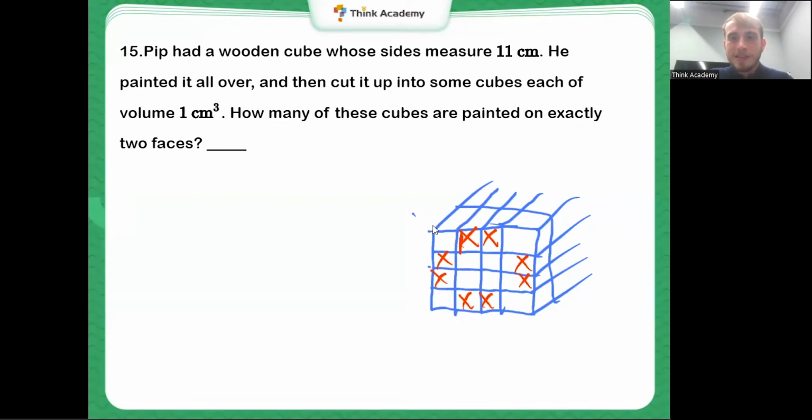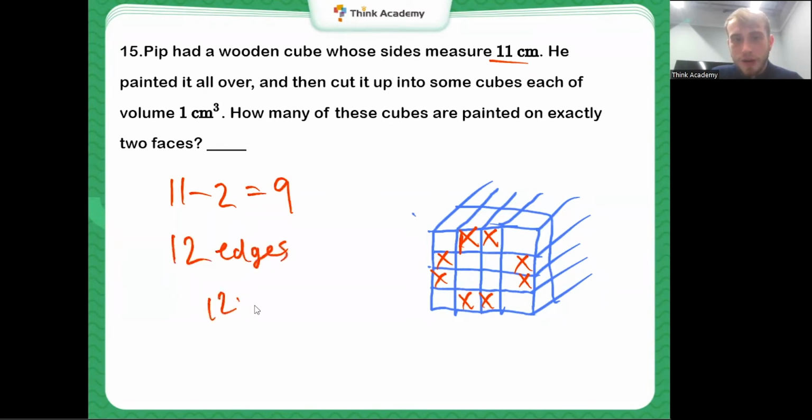Now, if we think about each edge individually, the only cubes we don't want to count are the vertices. So I need to take away 2 from my 11 centimeter cube. So I'm not counting the vertices, and that gives me 9. And that's 9 that are going to appear on every single edge. We've got 12 edges on a cube. So it's going to be 12 times 9 to get the answer for that one, which is 108 cubes.